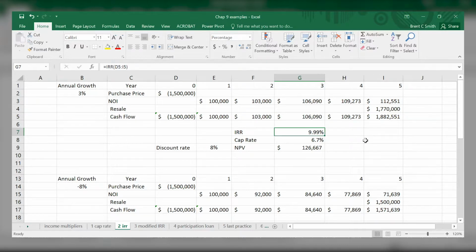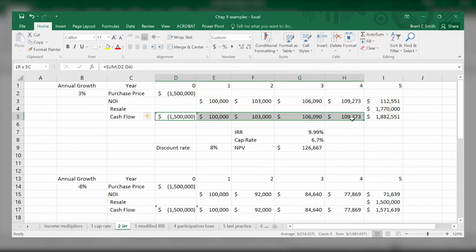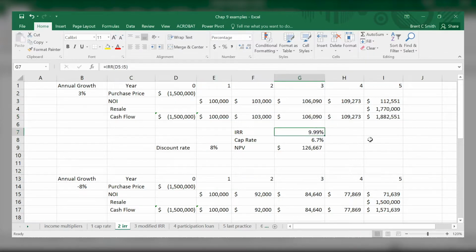Keep in mind, and this is the reason why I have NPV, note inside the formula cell here that I highlight from D all the way across, so it includes the inflows and the outflows to determine what this IRR is. That'll become clear here in just a minute. As you can see, it's right around 10%.